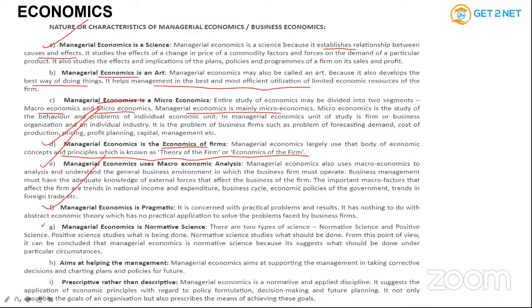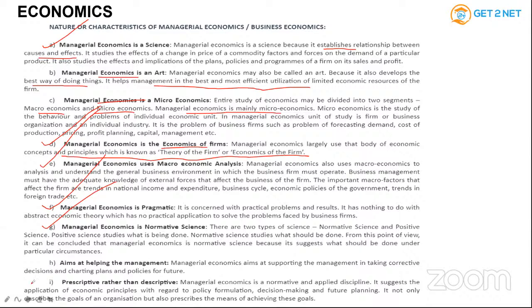Managerial economics is a normative science. We had discussed, right? Normative and positive. Normative means everything is predefined. So managerial economics has to work within the predefined guidelines. It is not positive. It is not descriptive in nature. It is normative in nature. Okay. It studies what should be done.